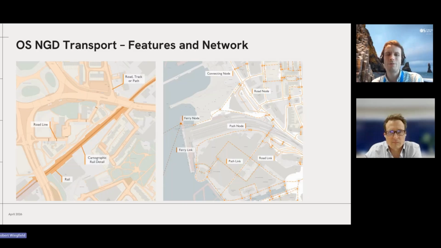I won't touch on transport too much, but just to showcase that we have got a number of transport collections in the NGD, particularly looking at the features on the network. So the features being that sort of topographic view of understanding the road tracks and paths and the rail detail, and then similarly the network on the right hand side for that more of a network routing sort of tool. So being able to route things like the transport network paths, ferries and railway lines as well. If that's of interest, that very much is part of the NGD.